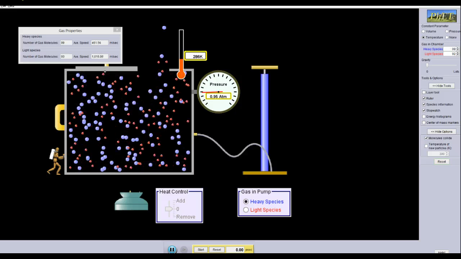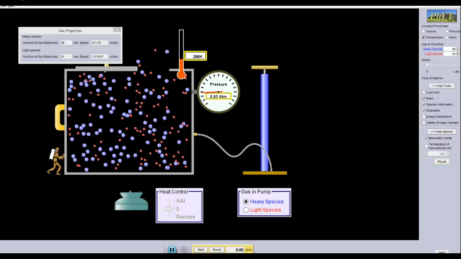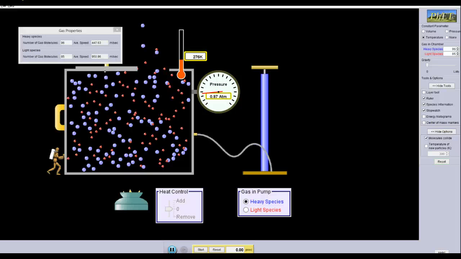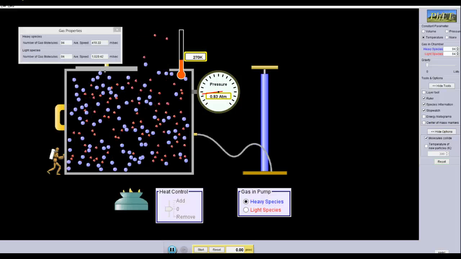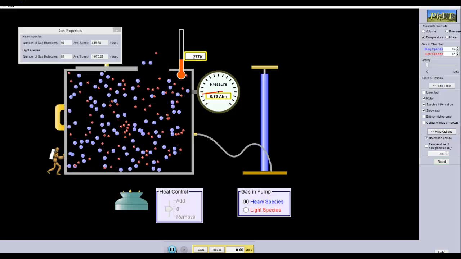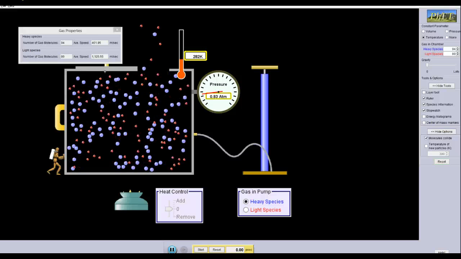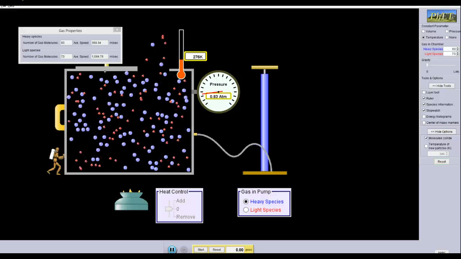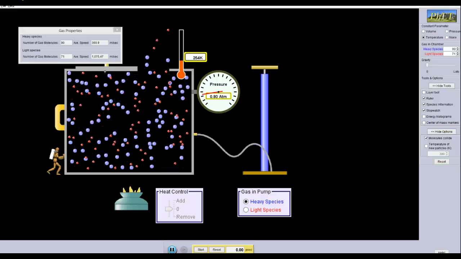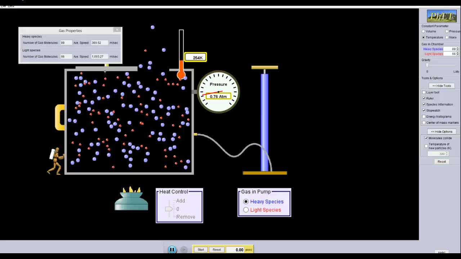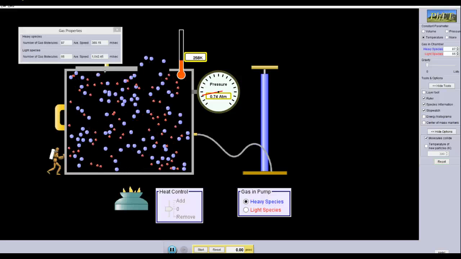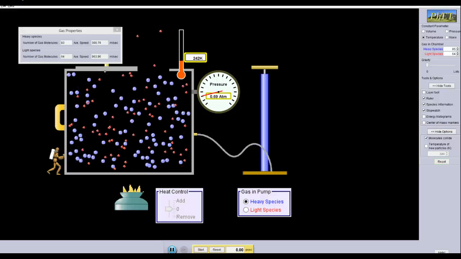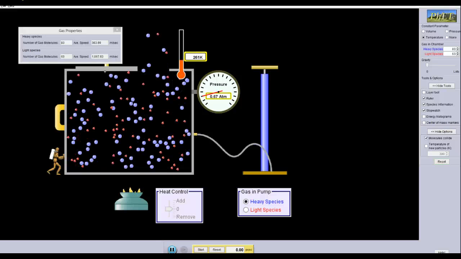So watching the light species and the heavy species, you'll see that the number of light species is going down faster than the number of heavy species. This is because Graham's law of diffusion and Graham's law of effusion follow the same rule. The heavier the molecule of the gas is, the slower it moves. So you'll notice that the light species, or the little red ones, are moving out of the pressurized container much faster than the heavy species.